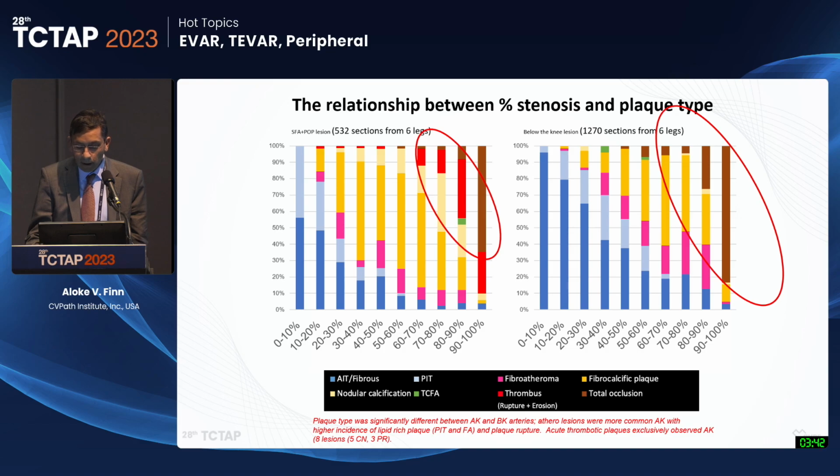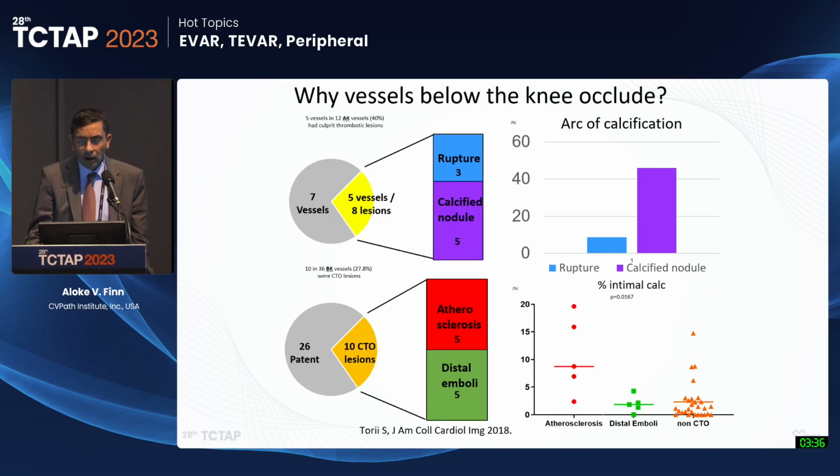And acute thrombotic plaques were really exclusive to above the knee. They were not seen really below the knee. Now we looked at why vessels occlude, both above the knee and below the knee. In these samples, we had 5 vessels, 8 lesions with occlusion above the knee.